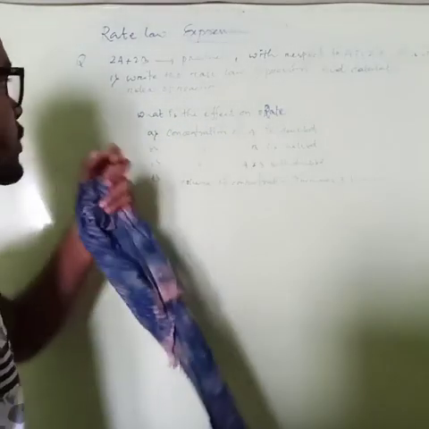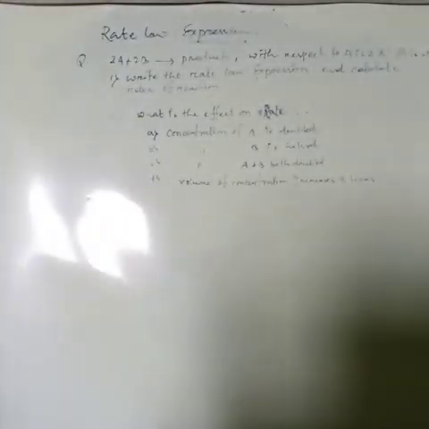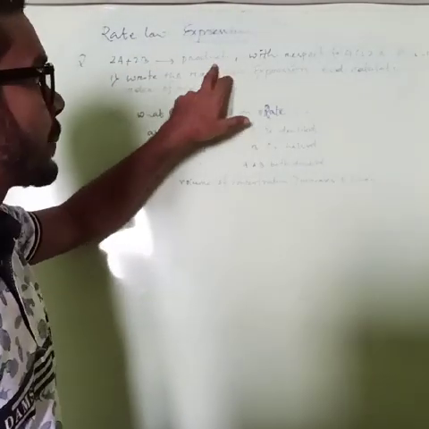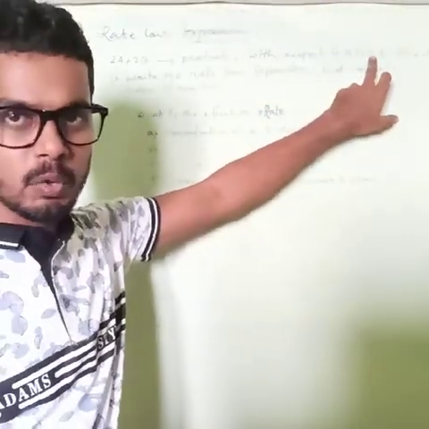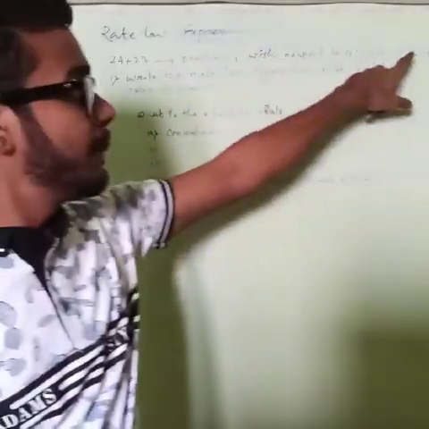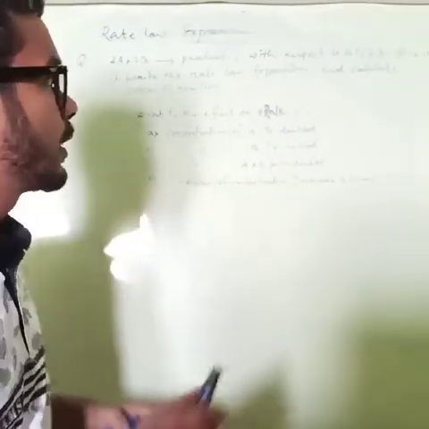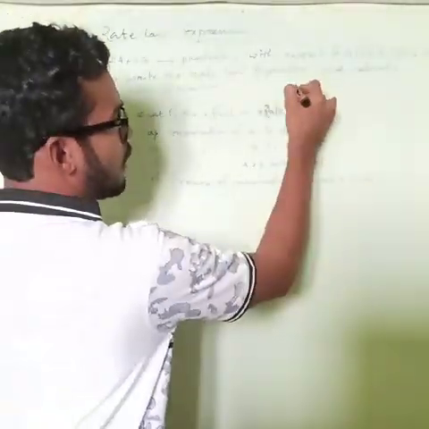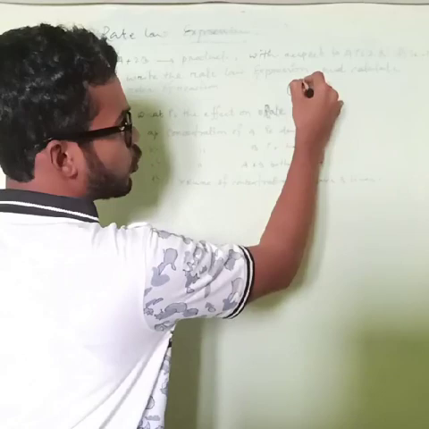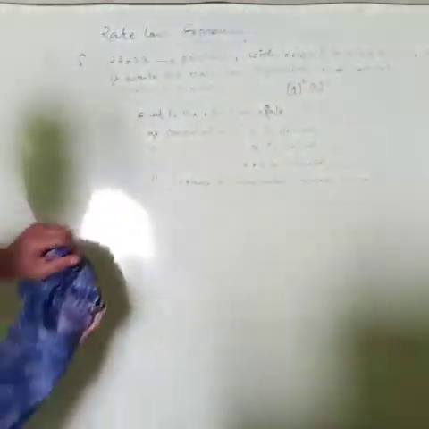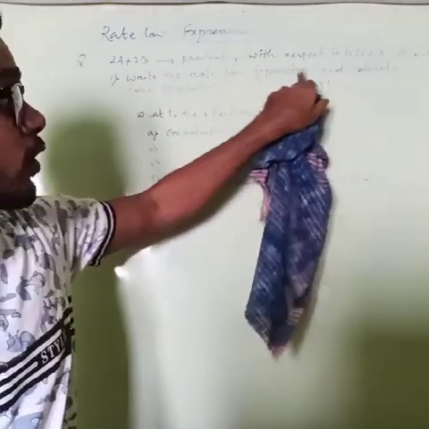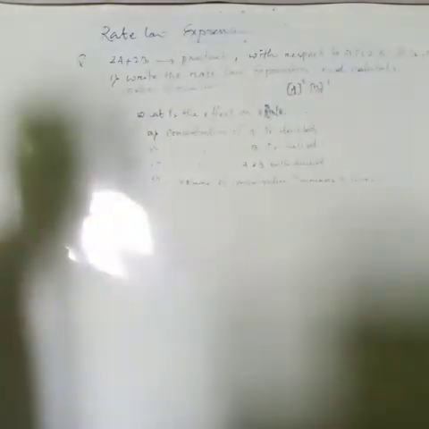Okay, let's do this question. 2A plus 2B gives the product. The order with respect to A is 2 and with respect to B is minus 1. Given that, the power of A is 2 and the power of B is minus 1. That is already given. Write the rate law expression and calculate the order of reaction.